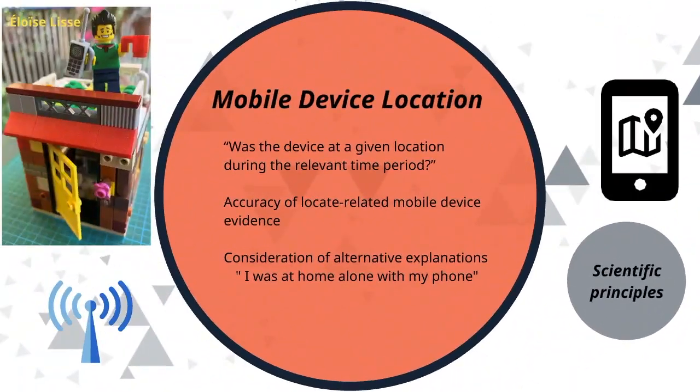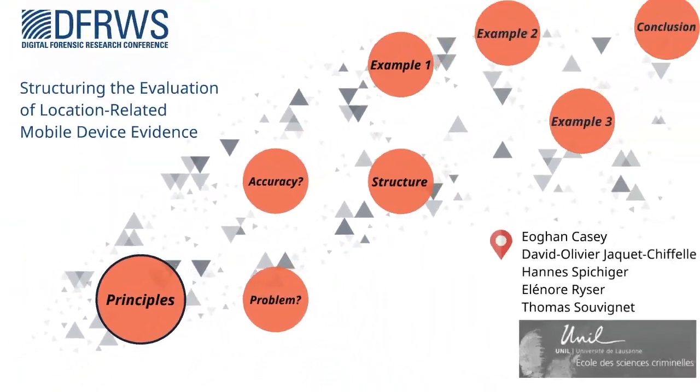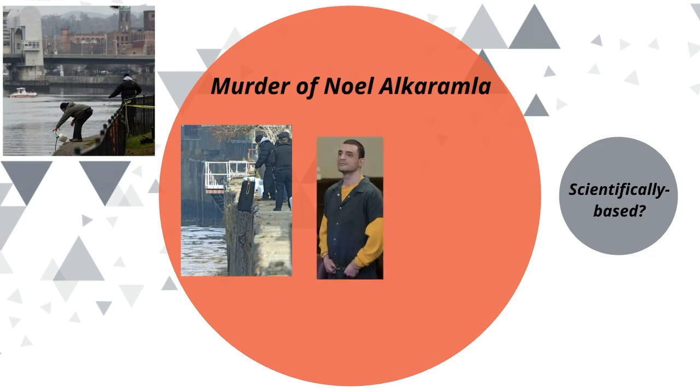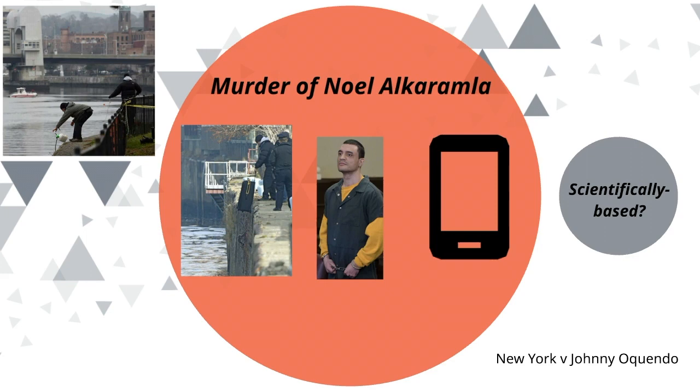To better understand this problem, let's consider a specific case. In a homicide investigation, the victim's body was recovered from a river, and forensic analysis of the prime suspect's mobile device recovered location-related evidence that correlated with the location where the body was found. This evidence was presented in court as an indication that the suspect was at the location when the crime was believed to have occurred.